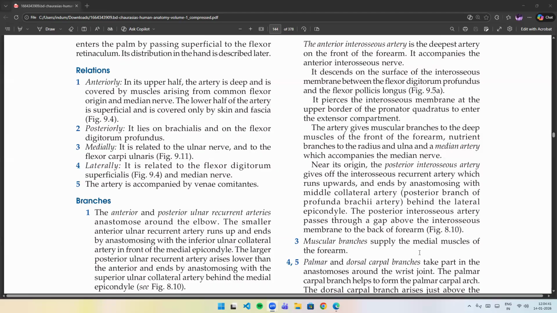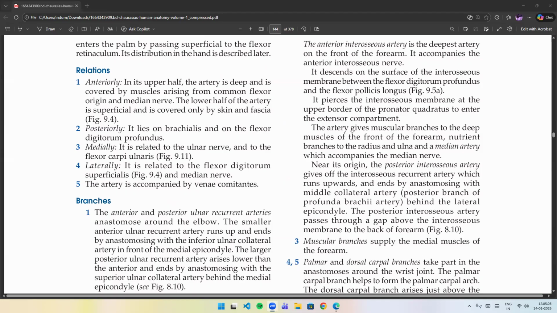Number 3. Medially. It is related to the ulnar nerve and to the flexor carpi ulnaris, figure 9.11. Number 4. Laterally. It is related to the flexor digitorum superficialis, figure 9.4, and median nerve. Number 5. The artery is accompanied by venae comitantes.